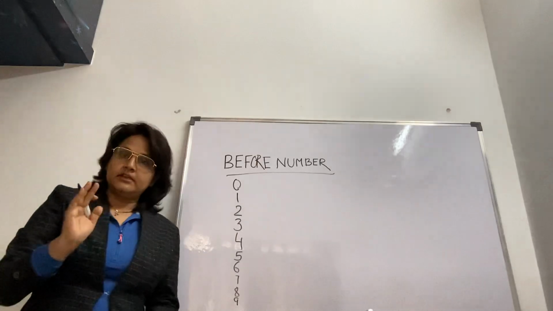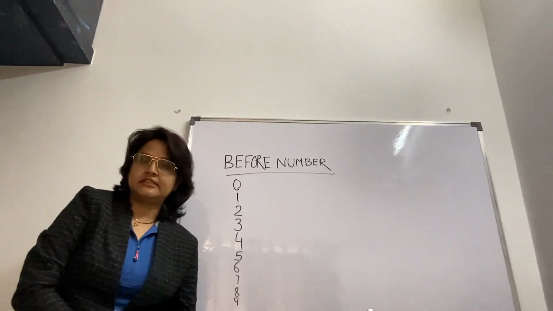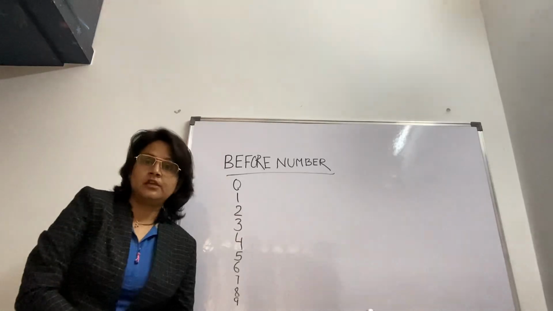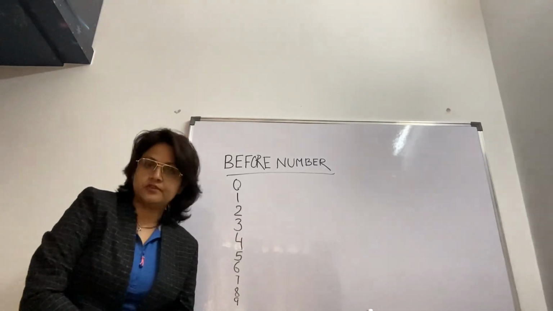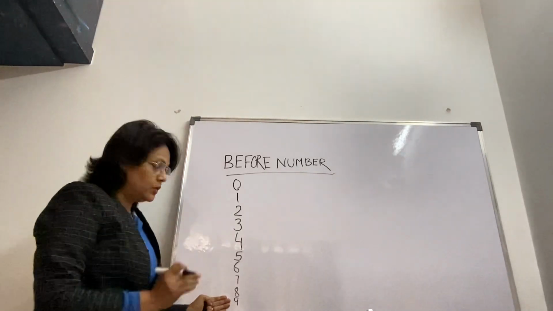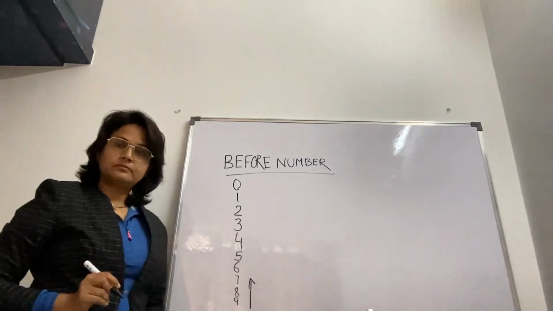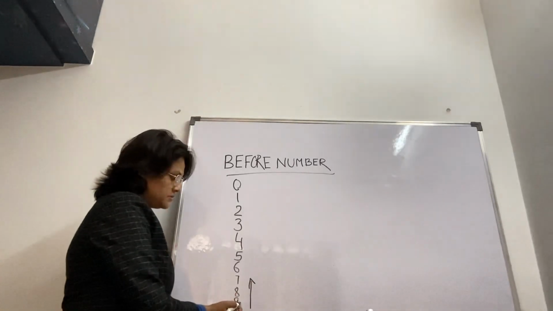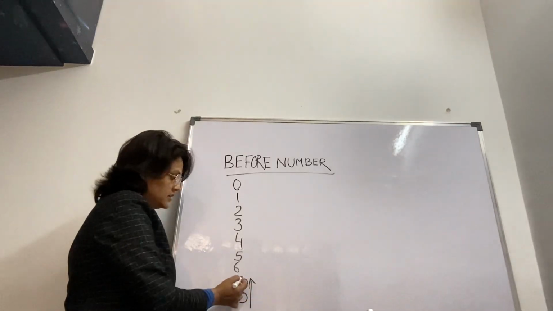If it is done, it's well and fine. For some of the students, it may take time to remember this. So, as soon as a before number question comes in their examination, the first thing for them is to write the numbers like this and then find the before number. So, if someone asks what comes before 9, it's 8. What comes before 7? It's 6.